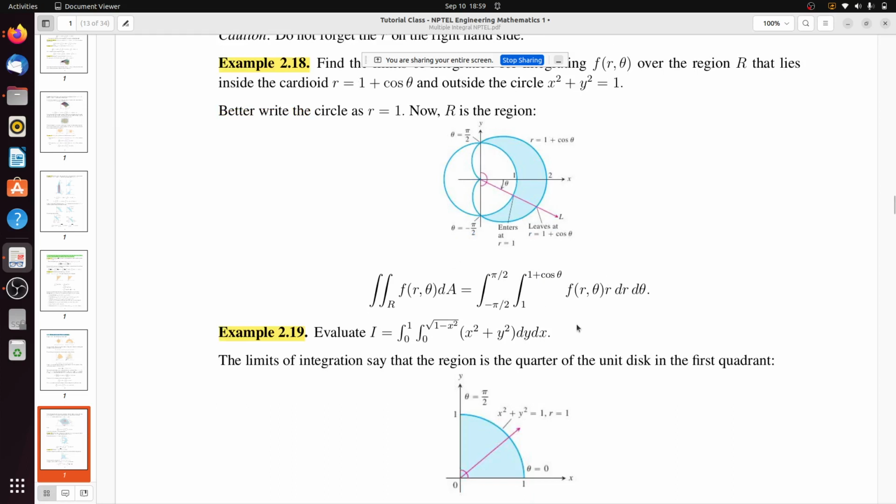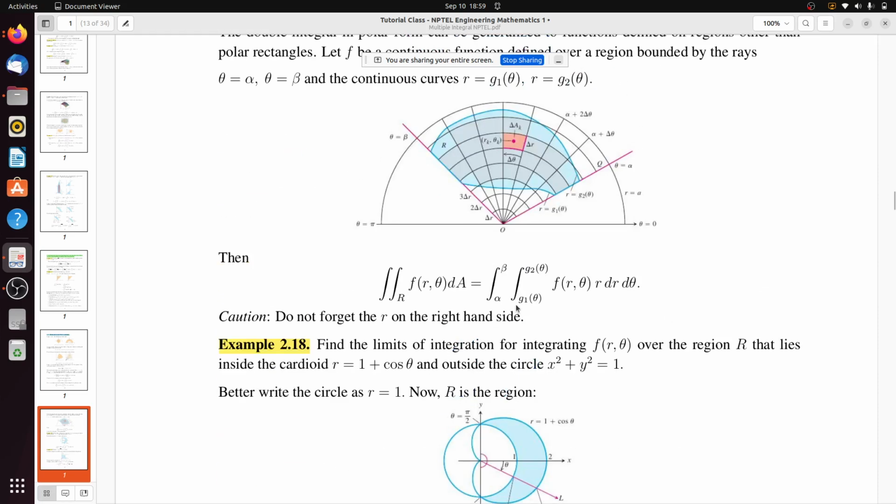The point to be noted is that when you are integrating in rectangular coordinates, dA is dx dy, but in polar coordinates, dA is r dr d theta. This is r dr d theta. And the caution is, do not forget the r on the right hand side.